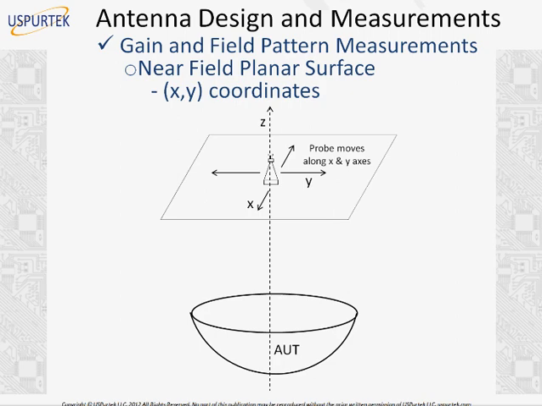Now, when you measure in the near field, you could do it different ways. One way is that you compute the near field planar surface coordinates. In this case, the antenna under test is stationary, but the probe moves along the X and Y axis, and we can make measurements in the near field. You have different points where you measure the gain and feed pattern, to feed into your software that will convert this into the far field radiation pattern. This is one way of doing it.